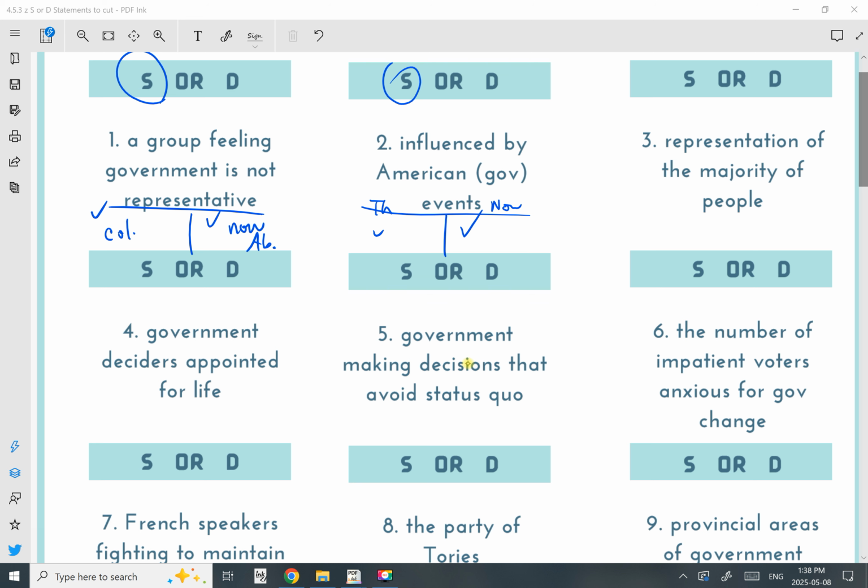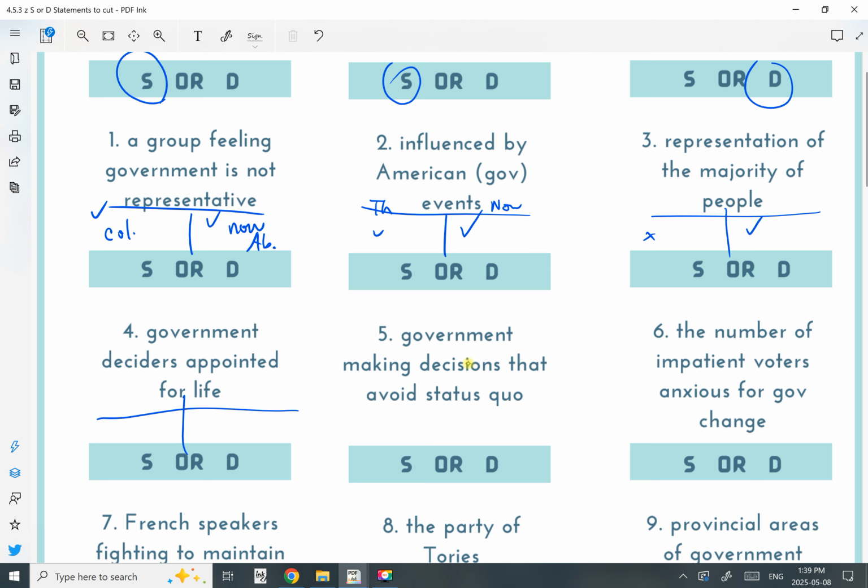Okay, continuing on. So in the then and now, then was the representation of the majority of people. So they wanted that. This didn't happen then. So it's different. Because are you agreeing that today we have representation by the majority? No, it was the popular vote. The popular vote votes in the majority? Yeah. Okay.